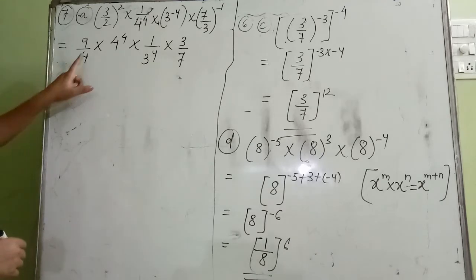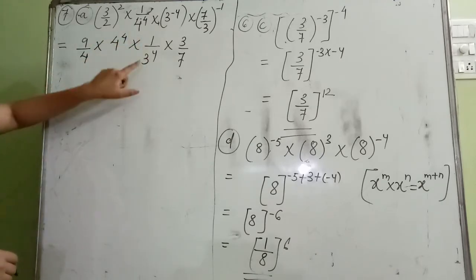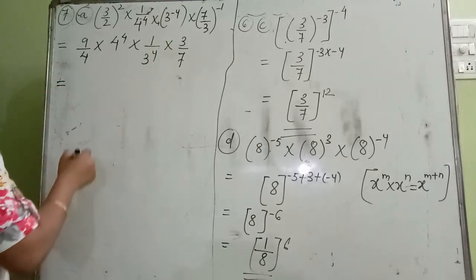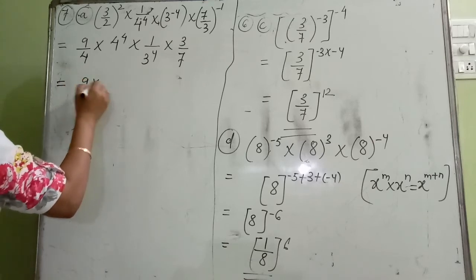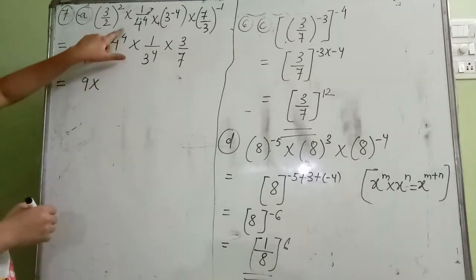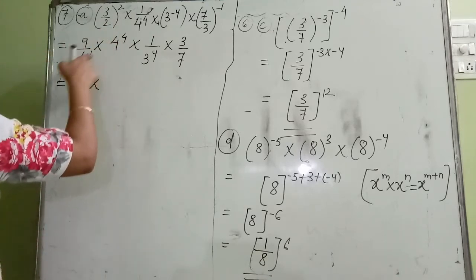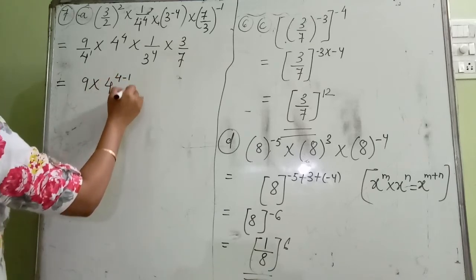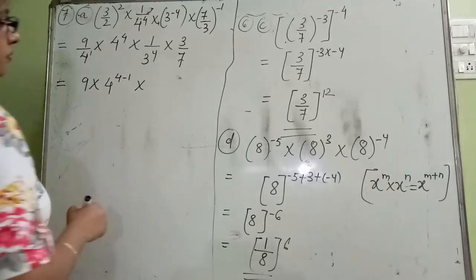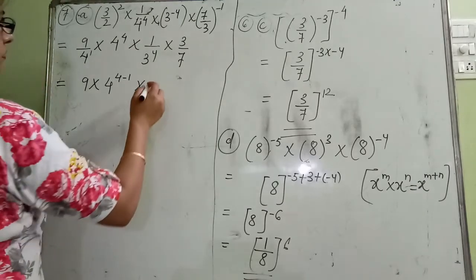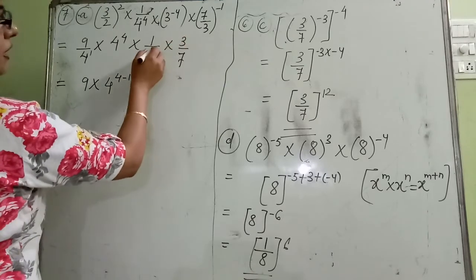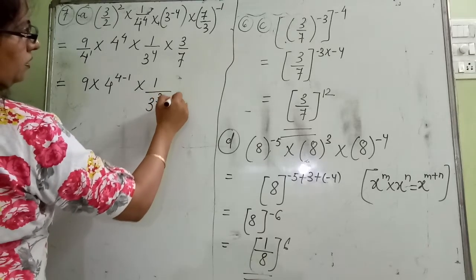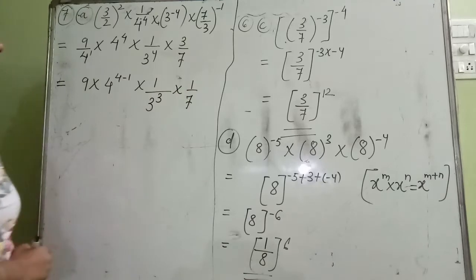Now there is one way you can do it, 4 into 4 into 4 into 4, 3 into 3 into 3 into 3. In this way also you can solve, or 9 into 4 raised to power 4, 4 raised to the power 1. This is in division, so power will be subtracted. 4 minus 1 into 1 3 and 1 3 will be cancelled. So what will remain at the bottom? 1 by 3 raised to the power 3 into 1 by 7.